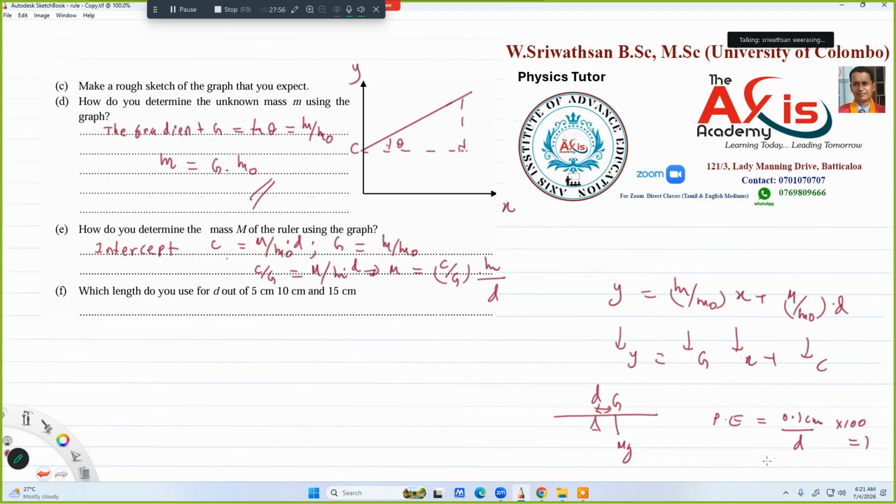So from this, if we calculate D, it will be 10 centimeter. Minimum value, if we take a minimum of 10 centimeter, then only we can keep the percentage error as 1%, right? So at least we have to keep the D value 10, right? So according to what they have given, 10 is the best choice because of this formula, right? You can see.